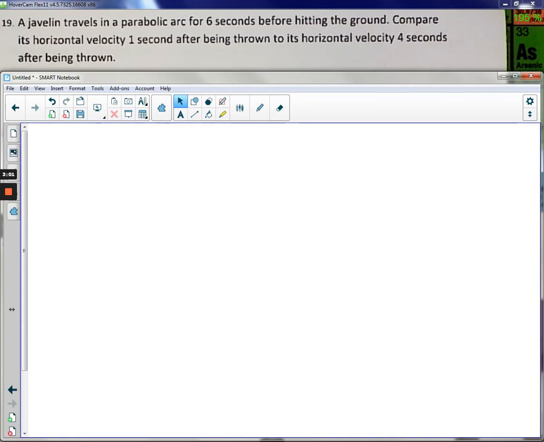A javelin travels in a parabolic arc for 6 seconds before hitting the ground. Compare its horizontal velocity 1 second after being thrown to its horizontal velocity 4 seconds after being thrown. Wouldn't it be the same? It would. So you would just say it would be the same. Yep. Look at me go.